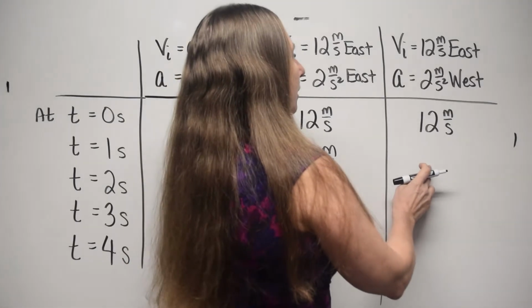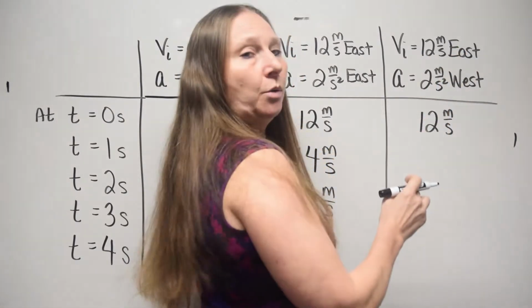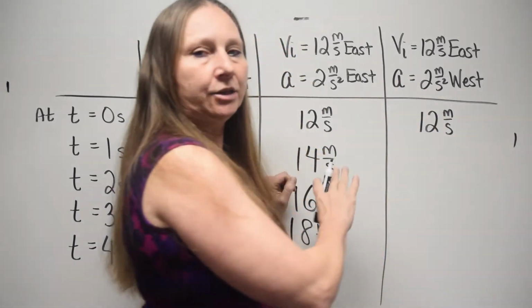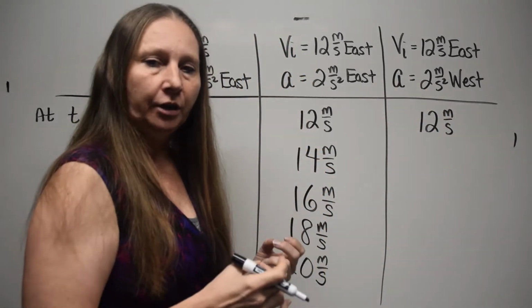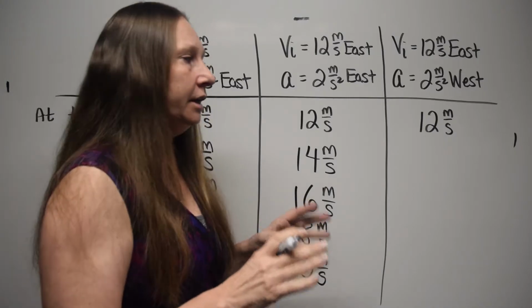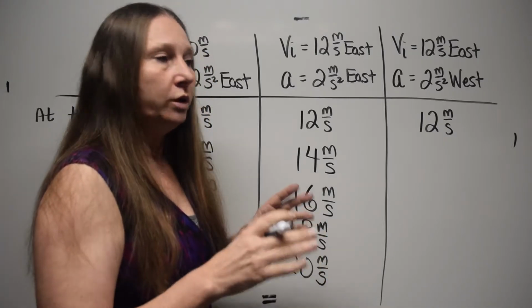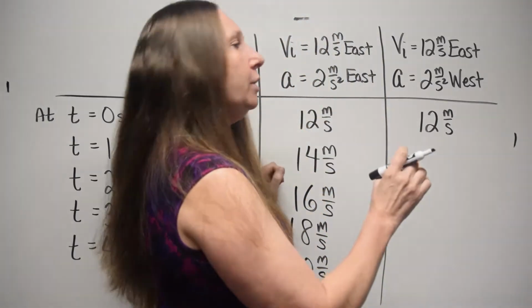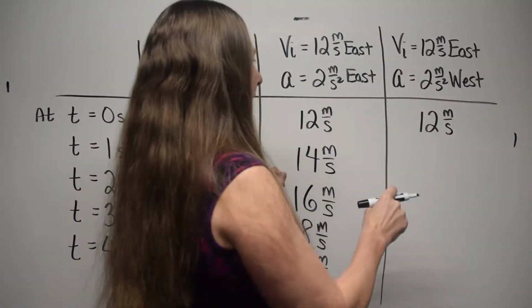Now here, you've got an initial velocity of 12 meters per second east, but your acceleration is west. They're working against each other, so initially, you're going to slow down. So let's see what happens. You're going to slow down by 2 meters per second every second.